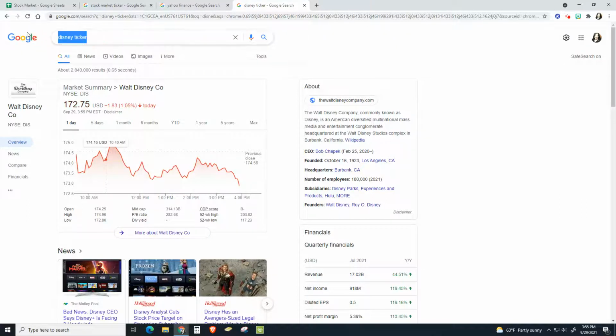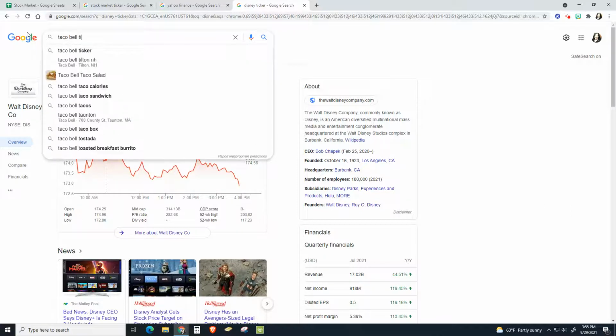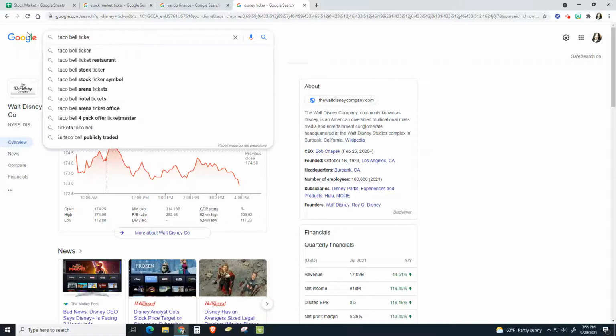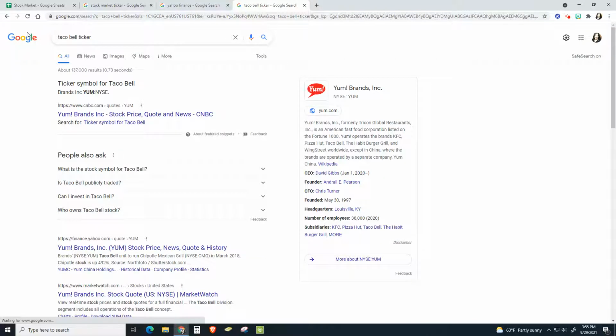So let's say, for example, I'm interested in Taco Bell. I usually would write Taco Bell ticker. You could also write Taco Bell stock market, but I like doing the ticker because it literally shows me the ticker, which is just the abbreviation.